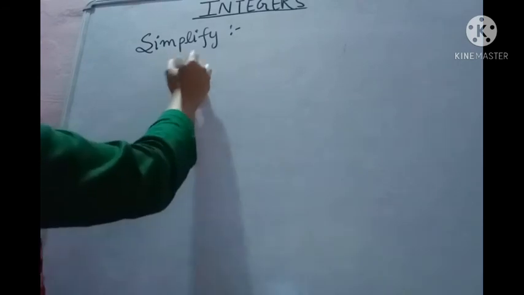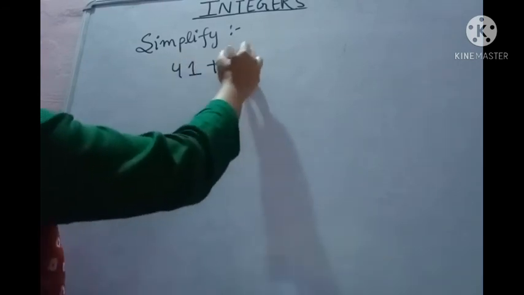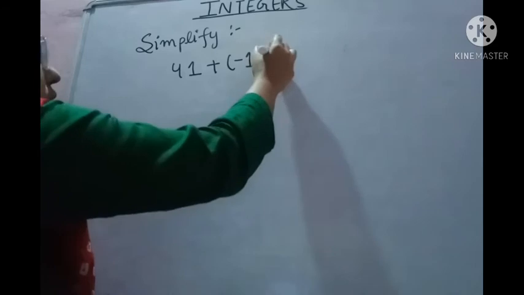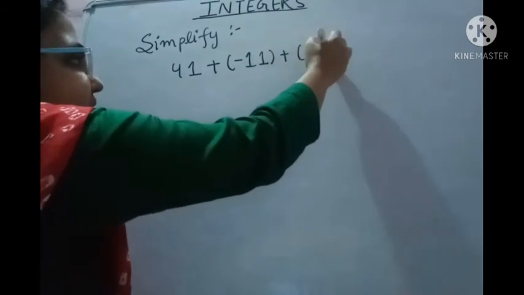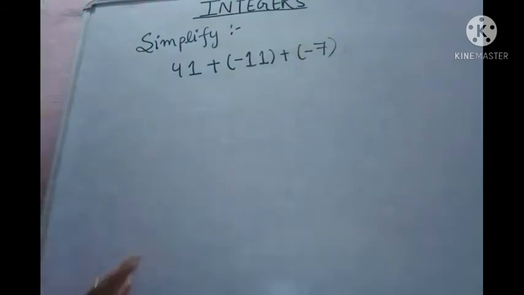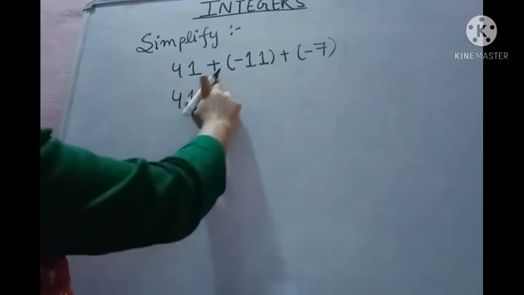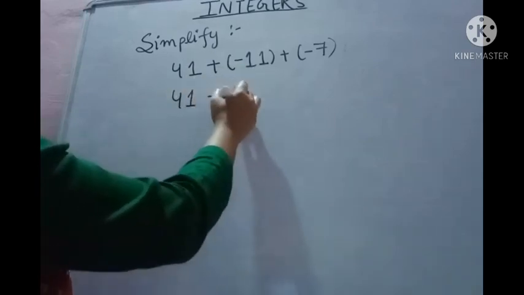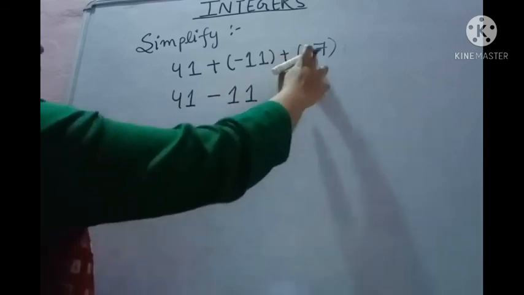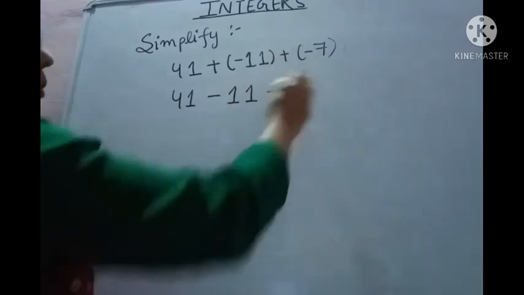Let's have one simplification question. For example, I am having a question 41 plus minus 11 plus minus 7. How we will solve this question? One by one we will solve it. We have 41. You know that plus minus will become minus. Again we have plus minus, so this will also become minus.